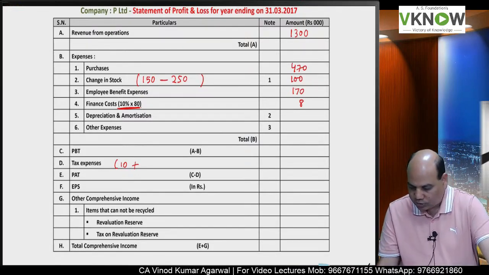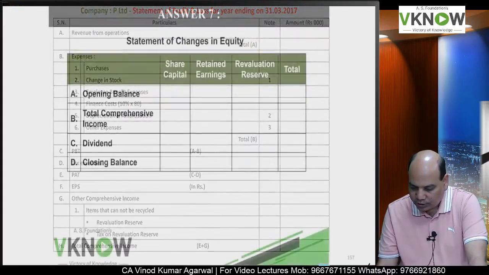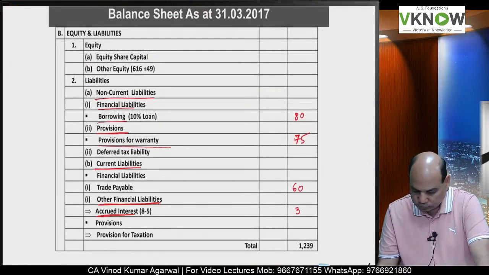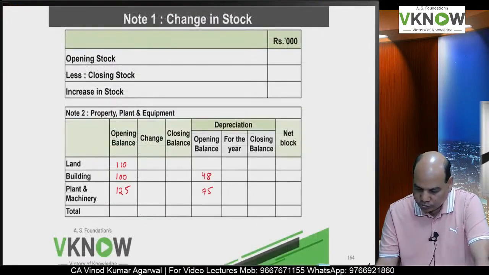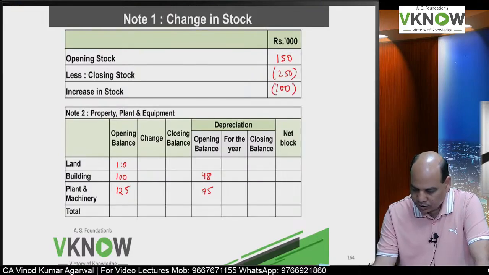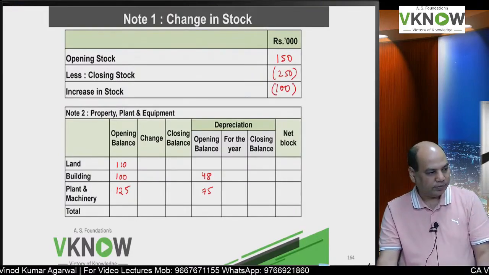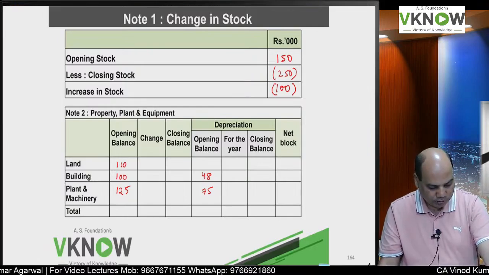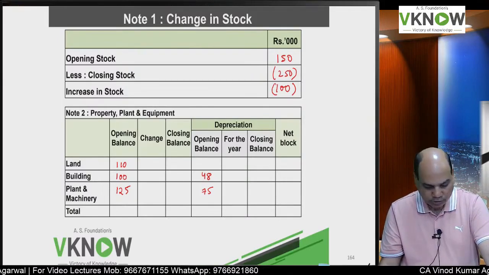But we have a note also on that. Anyway, if we have a note, we'll write in the note first. Go to the note. Opening stock was how much? 150. Closing stock? 250. So 100 is the increase in the stock. Negative. Write down the negative figure. And in the balance sheet, what have you written?